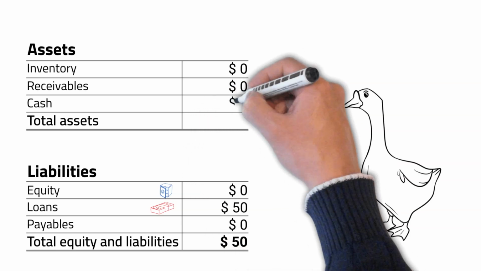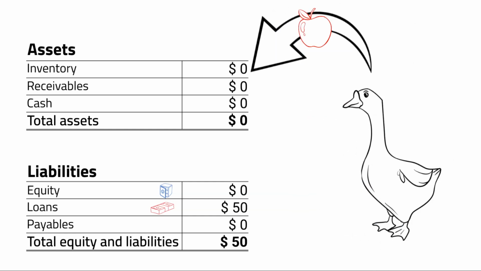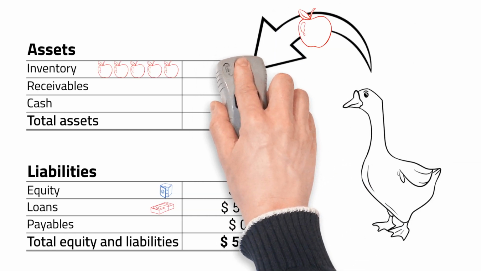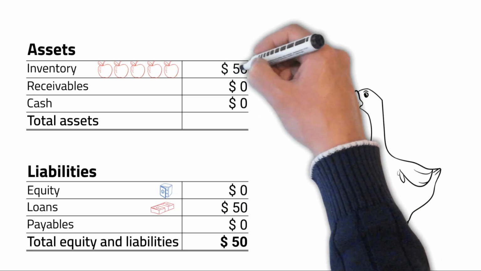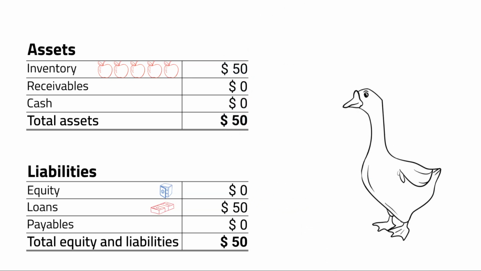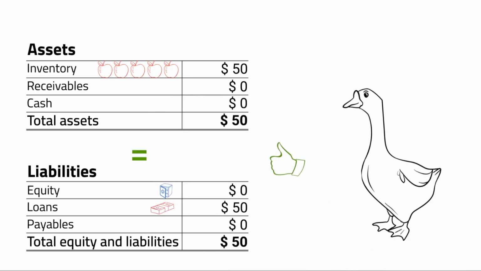We take our apples and record them on the balance sheet in the usual place, as inventory. Now we have $50 in inventory and $50 in loans, with no cash on the balance sheet. Our assets, our inventory, is fully financed by third parties, by a bank. The balance sheet balances, what a dream!